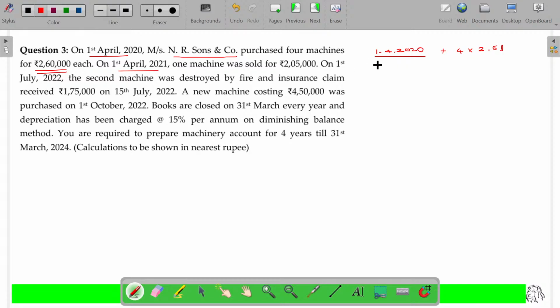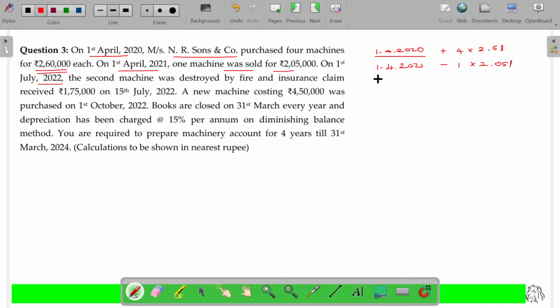On 1st April 2021, 1 machine was sold for 2,05,000. 1 machine sold. Plus symbol represents purchase and minus symbol represents sale. Right, for our understanding, it's only a working note for us. The sale value being 2,05,000.